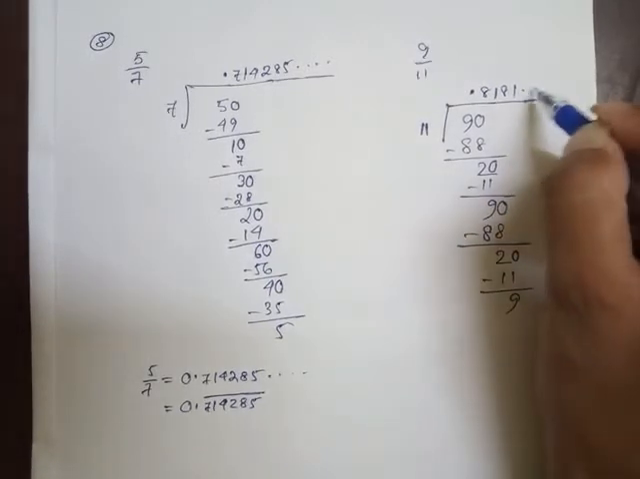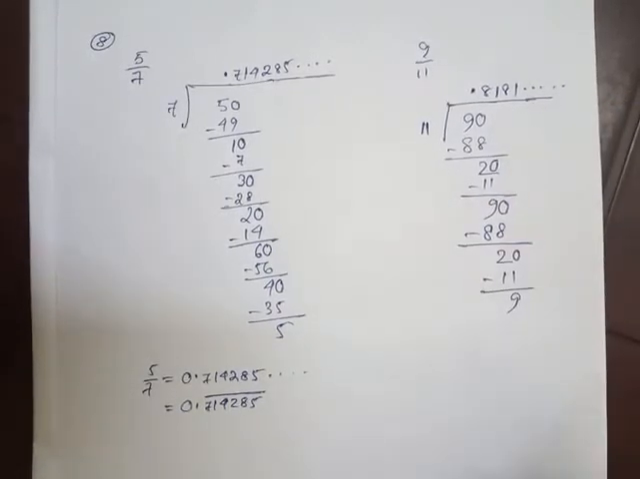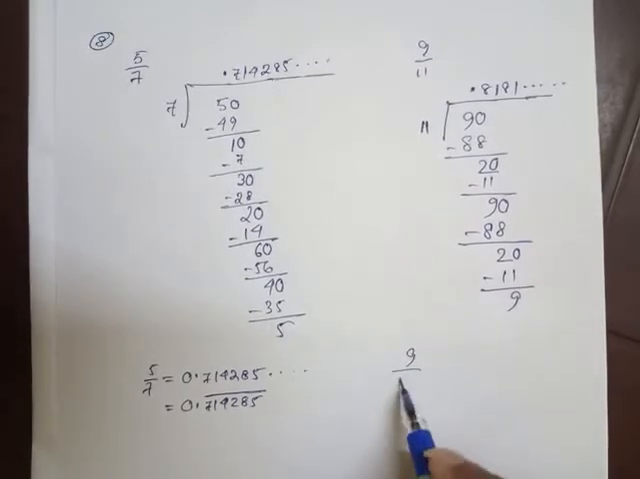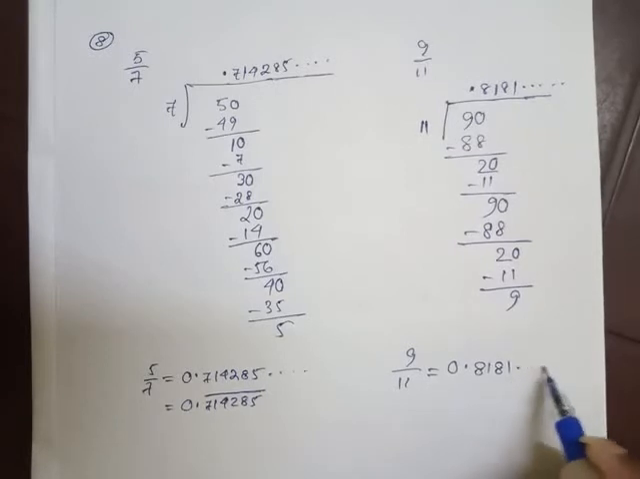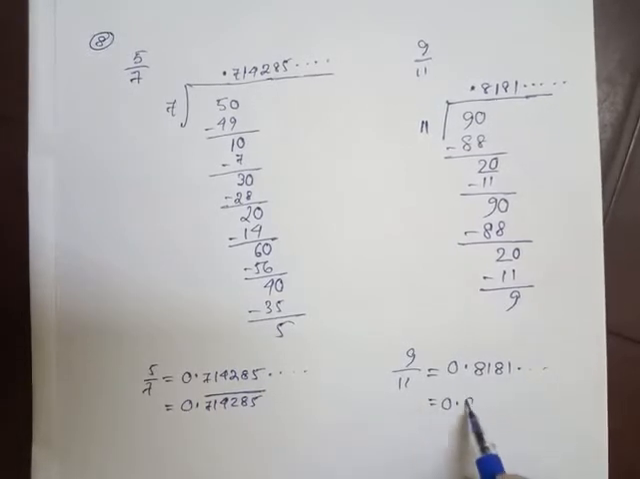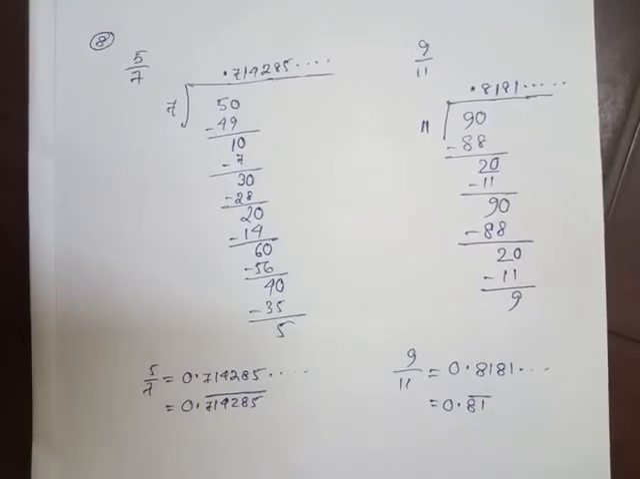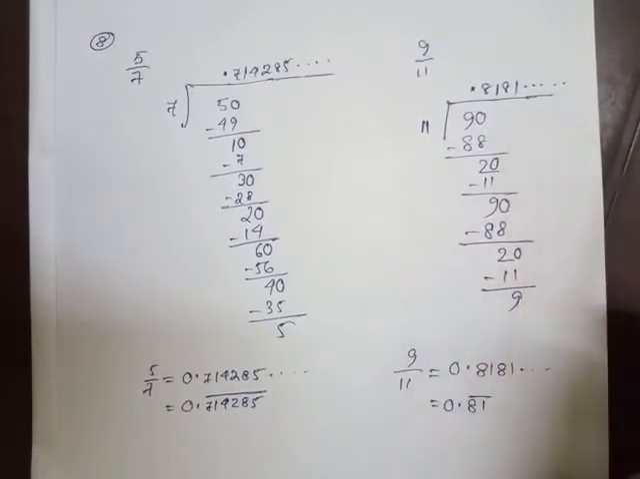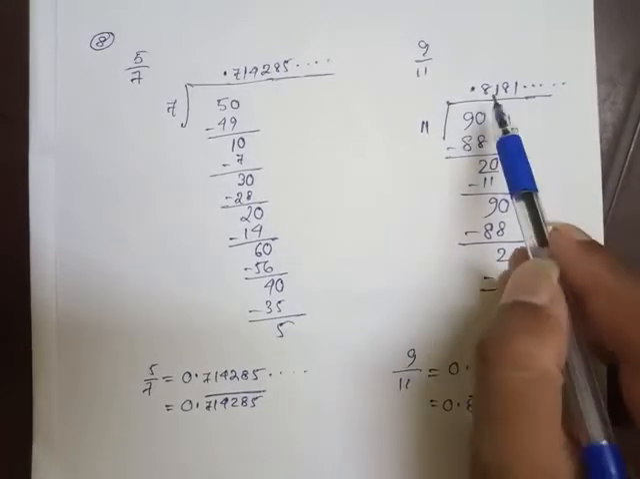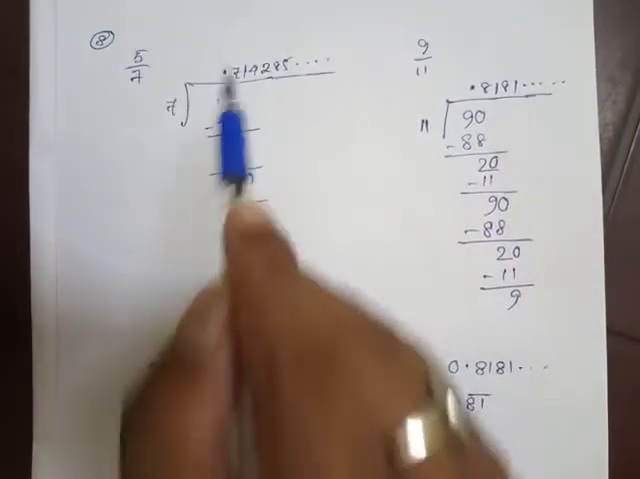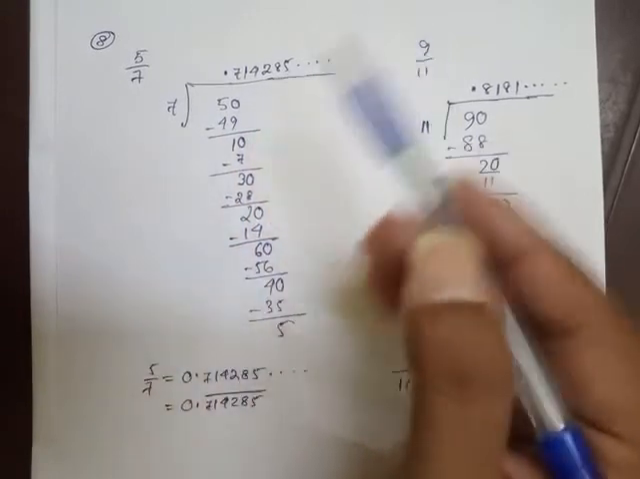Now we'll put the dotted line here. Now look here student, after that I will write 9 by 11 equal to 0.8181 dotted line, which means 0.81 bar. This bar indicates that this will go on continuously. This is called non-terminating repeating, which means 8181 repeats many times. Here also 714285 repeats many times.